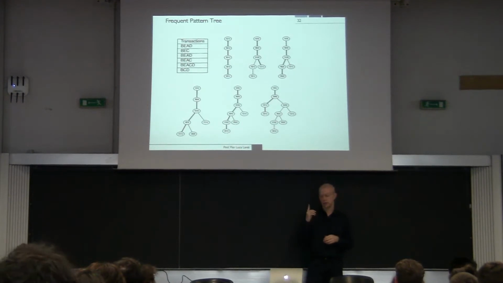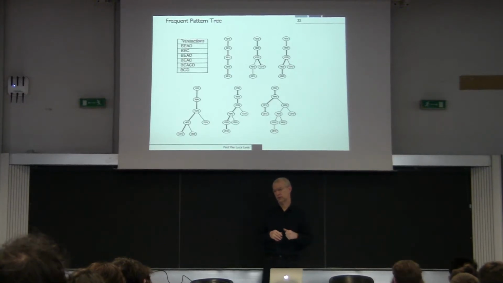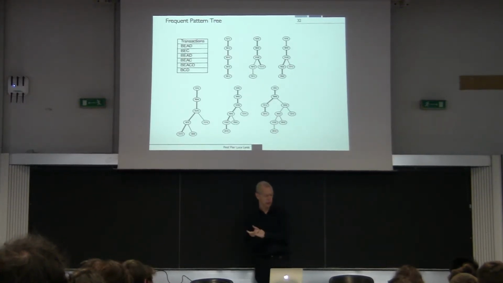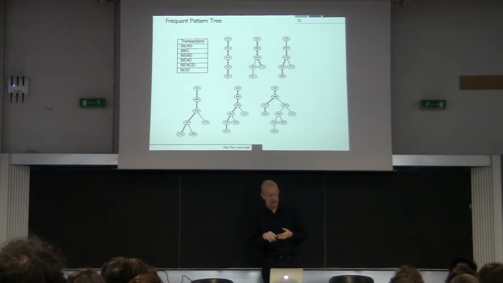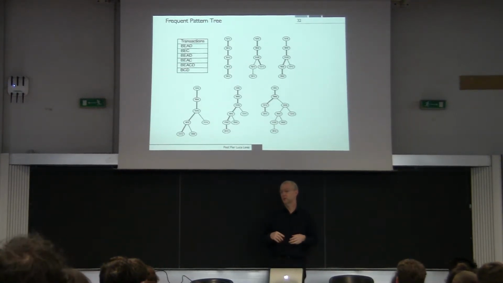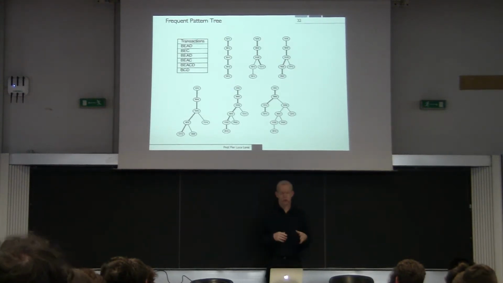Okay? So the original transaction there was A, B, D, E. Now it's B, E, A, D, because B is the most frequent one inside the database. E is the second most frequent one with respect to the transaction. A comes next, and D comes next. Now, what you can do there is that you take this representation, and what you build up is what is called the frequent pattern tree.